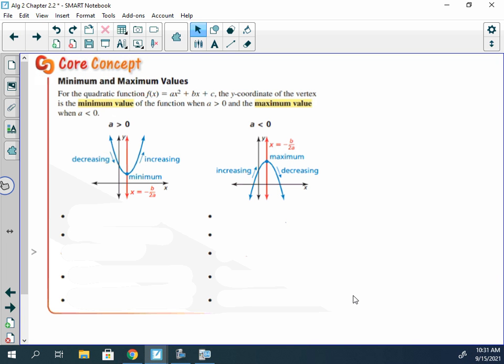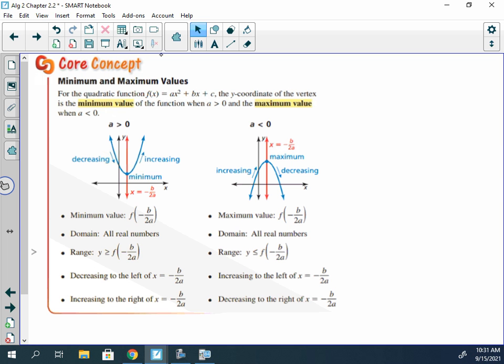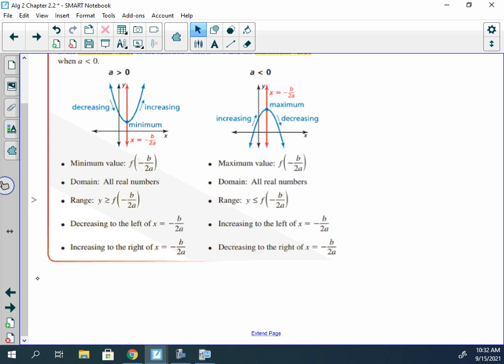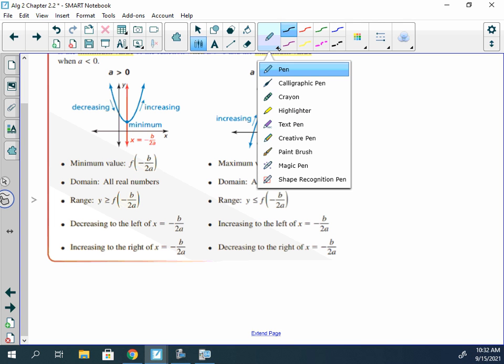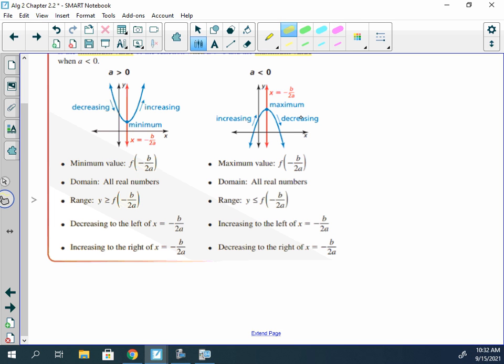Okay. Let's look at the next part. Now, this is already filled in for you, I believe. Nope. Okay. Let's get the highlighter out.